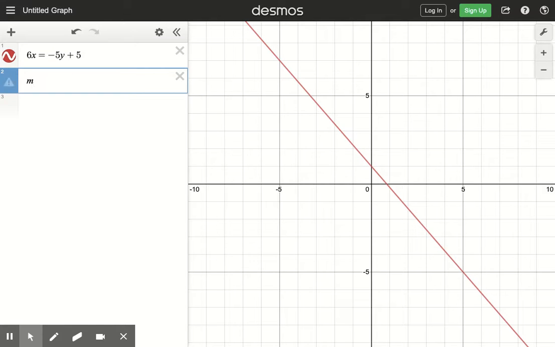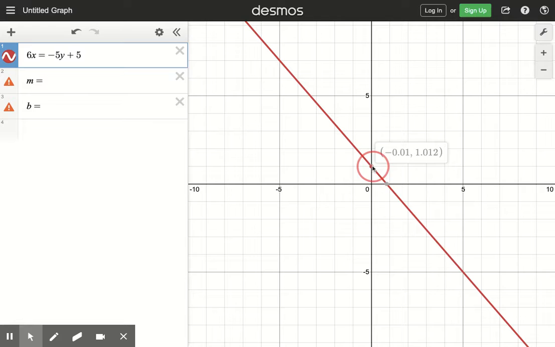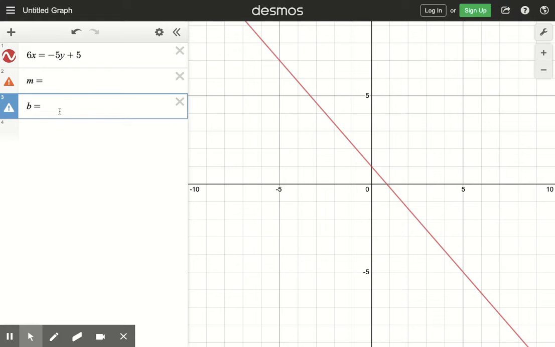So your slope, we're going to figure out what that is, and we're going to figure out what the y-intercept is. And this just has question marks because it doesn't like what I'm doing, but it's fine. Okay, so we'll start with the y-intercept, this guy. The y-intercept is where your line crosses the y-axis, which is right there, at 0, 1. So your b value is going to be 1.